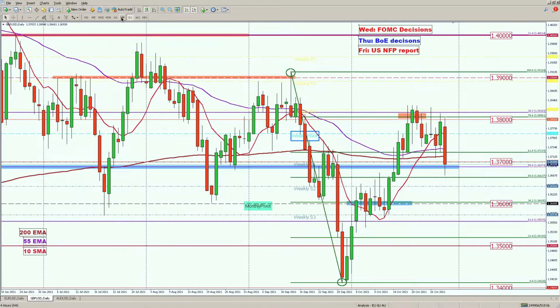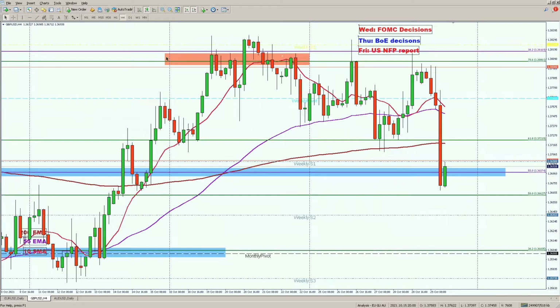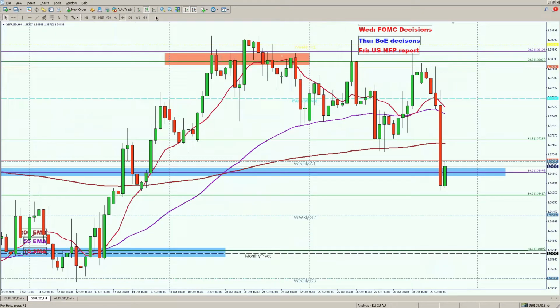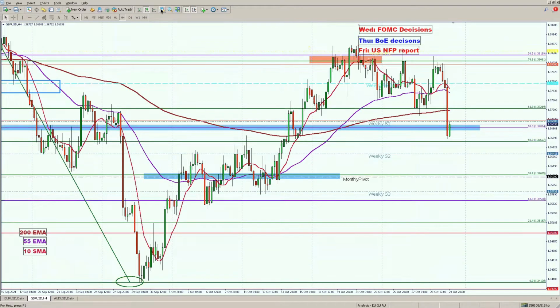Okay, let's go back to the daily time frame and also take a look at the 4-hour time frame, where it also did the same as the euro, where it only started to weaken and fall off right at 10 o'clock and 11 o'clock on the Friday morning US time, US Eastern, and then sitting right at the 50 fib retracement here.